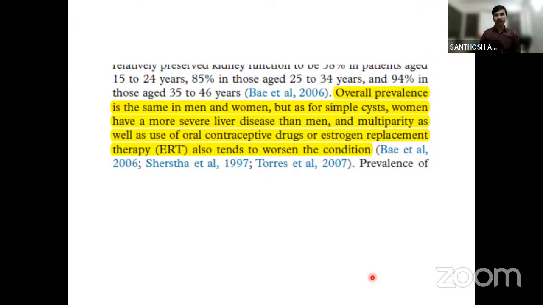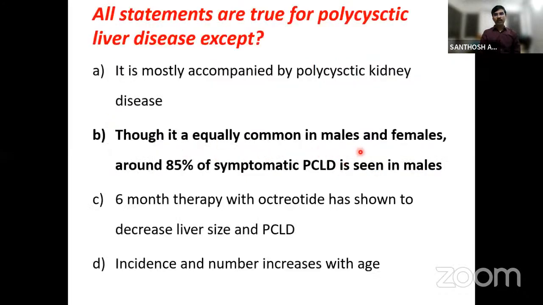Bloomgart is a direct question from Bloomgart again. The overall prevalence is same in men and women. But for simple cyst, women have more severe liver disease than men. And multiparity as well as use of oral contraceptive drugs also tend to worsen the condition. So, though it is common in male and female, symptomatic PCLD is seen in women.